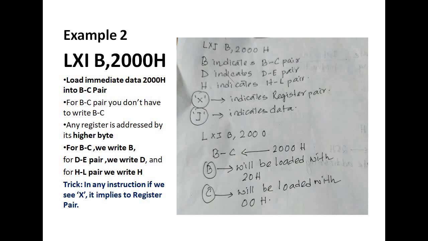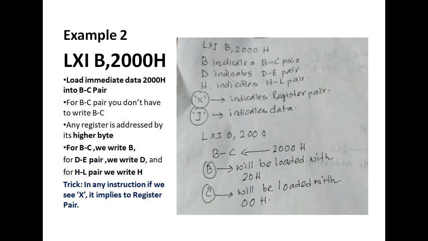Now for the BC pair, you don't have to write BC. Any register pair is addressed by its higher byte. So for the BC pair, you can write B. For the DE pair, you can write D, and for the HL pair, you write H. So you write B.